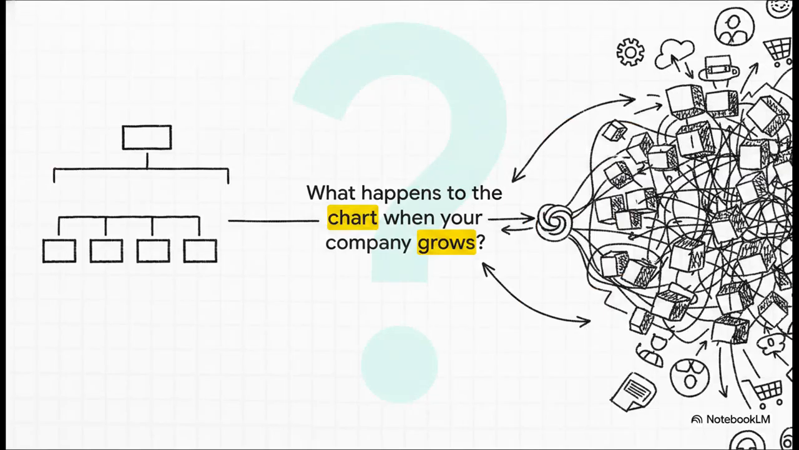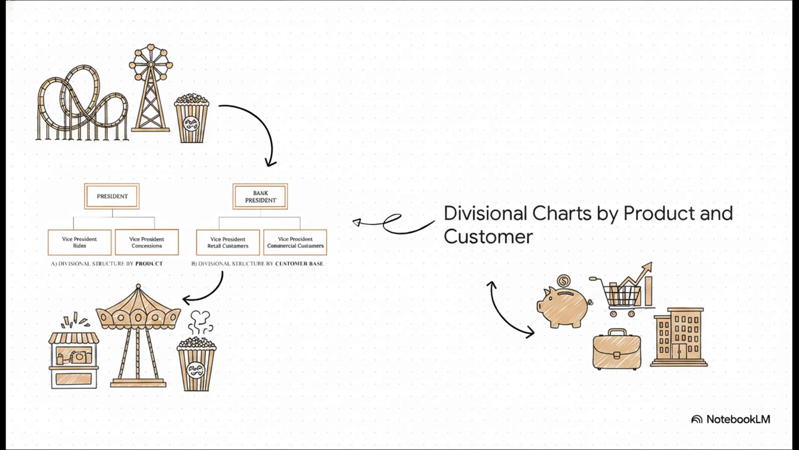But here's the million-dollar question. What happens to that chart when your company actually starts growing? A simple functional setup is awesome for a scrappy startup, but the second you start rapidly expanding your product lines or your customer base, that rigid chart can suddenly become a massive bottleneck that totally suffocates innovation. So, as you get bigger, you have to adapt.